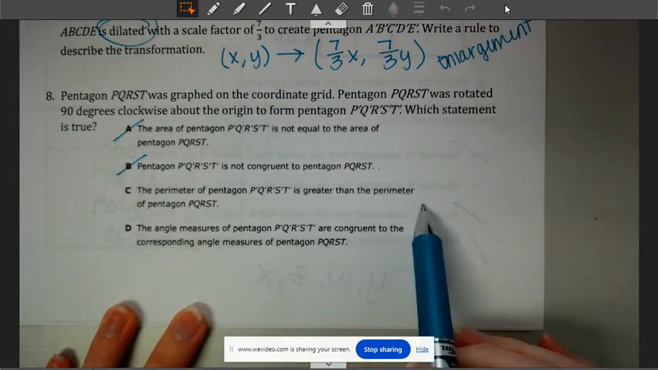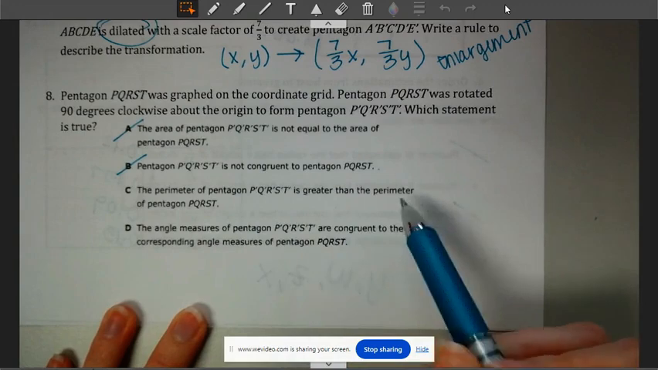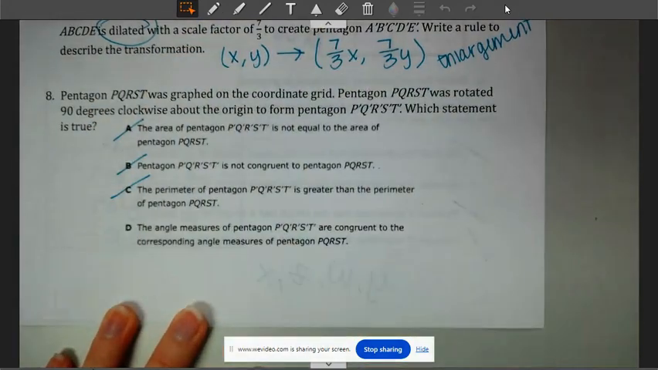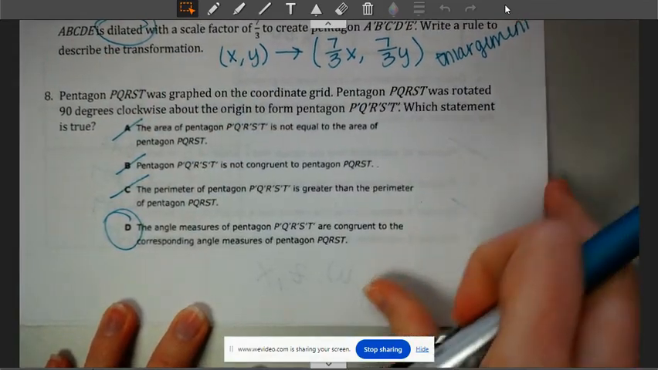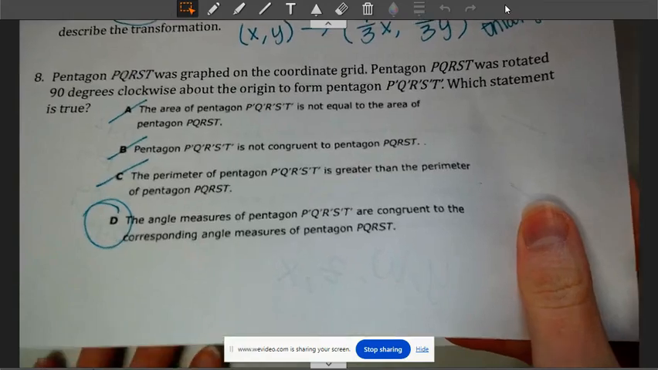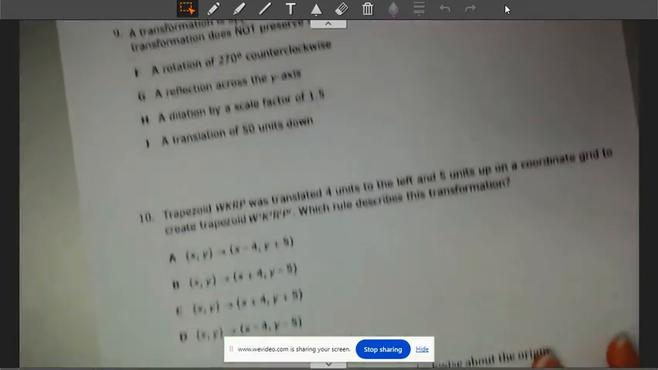The perimeter is greater than the perimeter. Well, for that to happen, I would have had to change the size. I didn't change the size. The angles are congruent. We never change the angle measurements. Angles are always congruent even after dilation. So that one would be true.